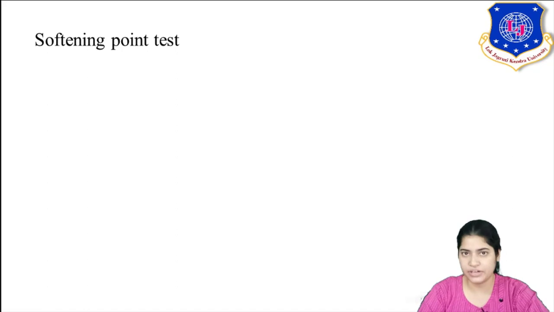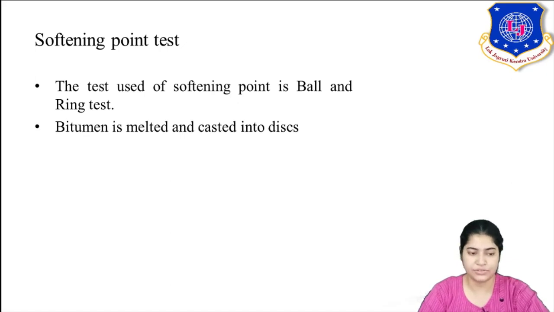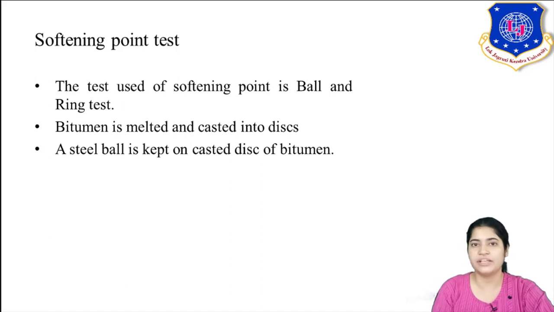This is one of the important tests for bitumen to know about its characteristics. This test is also called the ball and ring test. What happens in this test is, you melt your bitumen and cast it into a disc. You collect your sample, your bitumen, it is melted and cast into a disc. A steel ball is kept on the cast disc of bitumen, above the disc in which you are taking your bitumen sample.